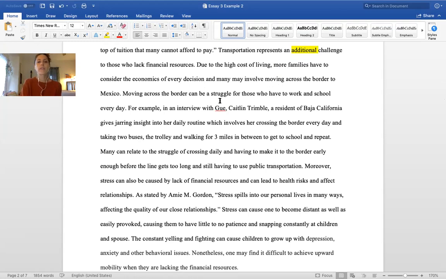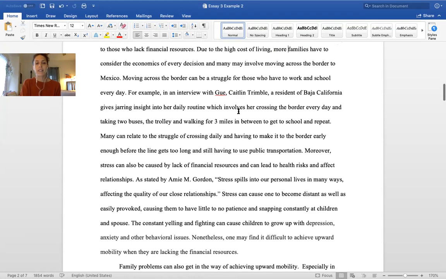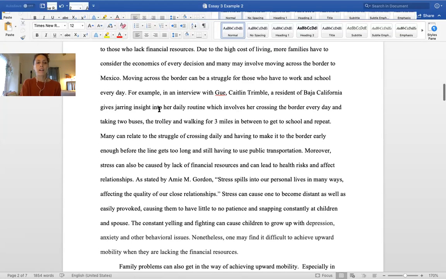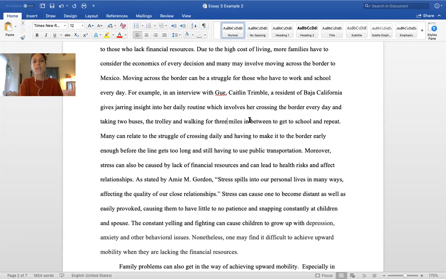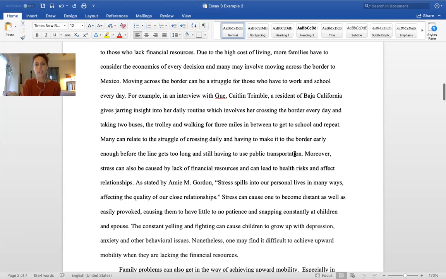Moving across the border can be a struggle for those who have to work and go to school every day. For example, in an interview with Gu, I'm not pronouncing that right, Caitlin Trimble, resident of Baja, gives jarring insight into her daily routine, which involves crossing the border every day, taking 2 buses to trolley and walking for 3 minutes. This should be changed to 3 in between to get to school and repeat. Many can relate to the struggle of crossing daily and having to make it to the border early enough before the line gets too long and still having to use public transportation.